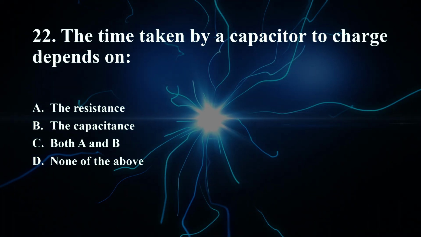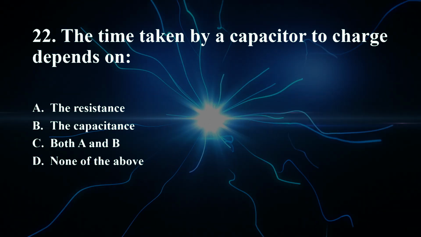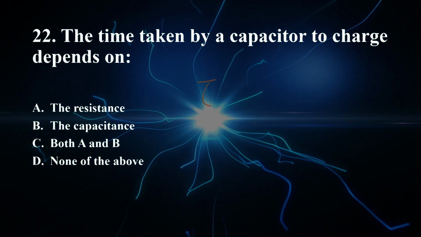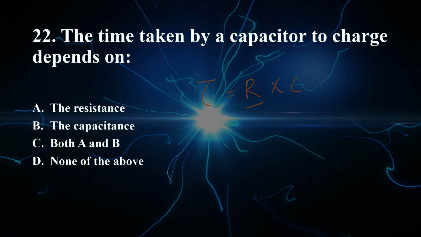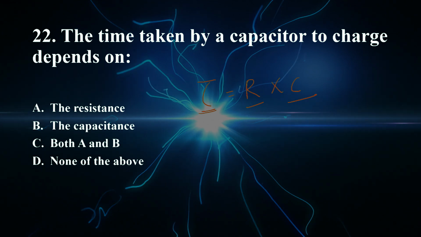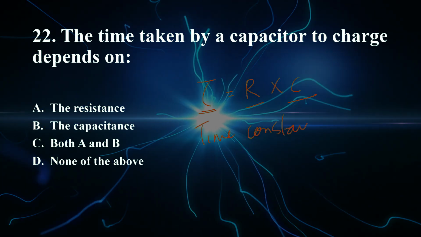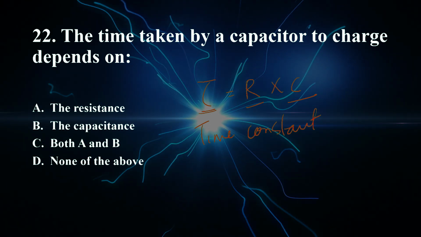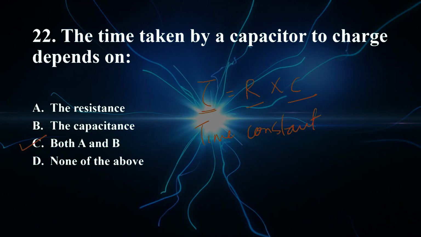Okay, students, the time taken by the capacitor to charge depends on, so the formula of the time constant is the product of the value of the resistance and the capacitance. Tau is known as the time constant. So it depends on the resistance and capacitance as well. So the correct option is both A and B.